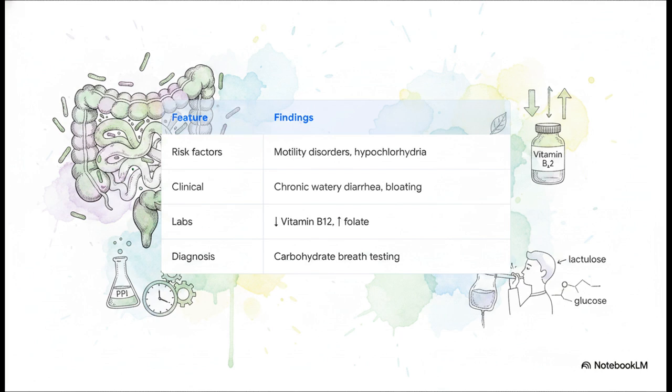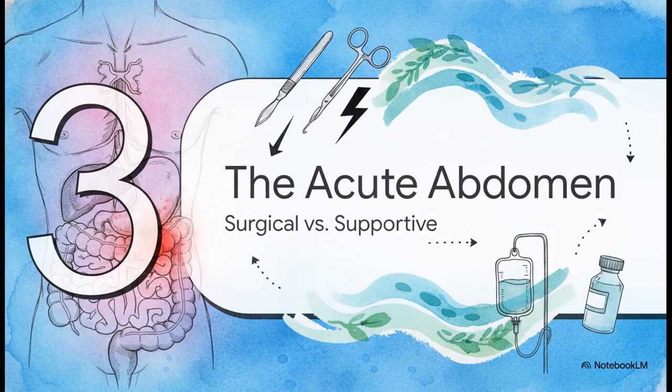The lab findings are actually really cool here. You'll typically see a drop in vitamin B12 because the overgrown bacteria are eating it up, but you'll see an elevated folate level because those same bacteria are synthesizing it. You lock in the diagnosis with a carbohydrate breath test using lactulose or glucose. On to Section 3, the acute abdomen.